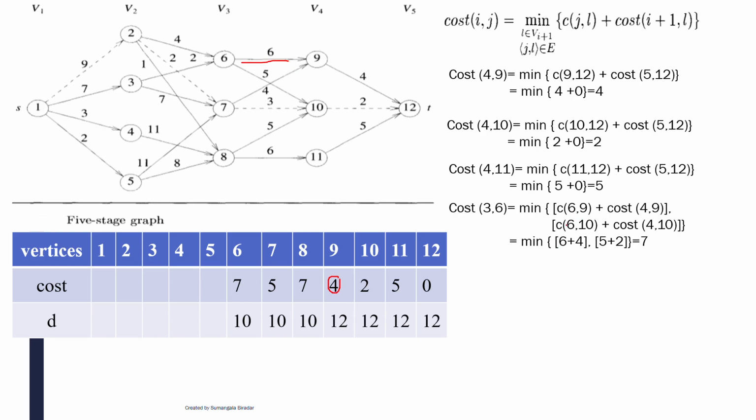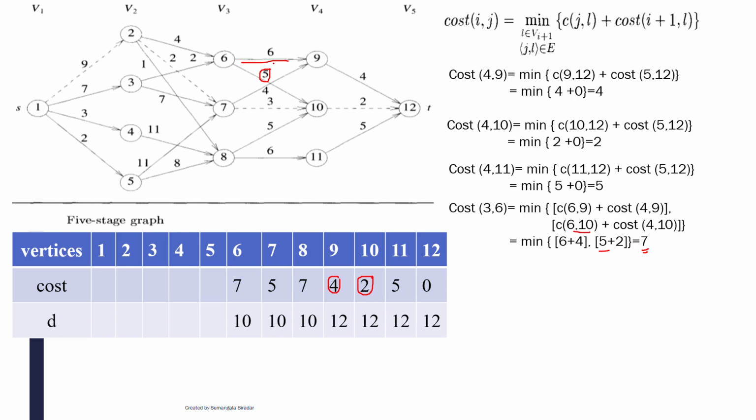So that's 6 plus 4. In the same way, 6 to 10: what is the edge cost? That is 5 here. And for 10 you have the value 2 here. So that's 5 plus 2, and 6 plus 4. 6 plus 4 means 10, and 5 plus 2 is 7. Among those two, which one is minimum? 7 is minimum. So the edge that gives the minimum is 6 to 10 here.